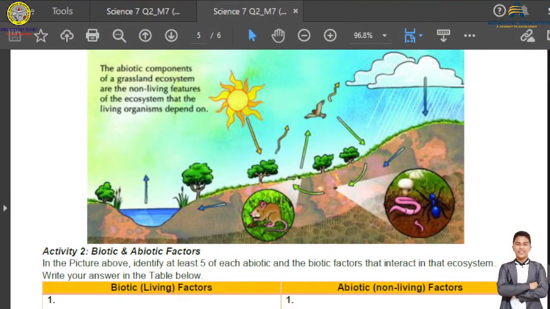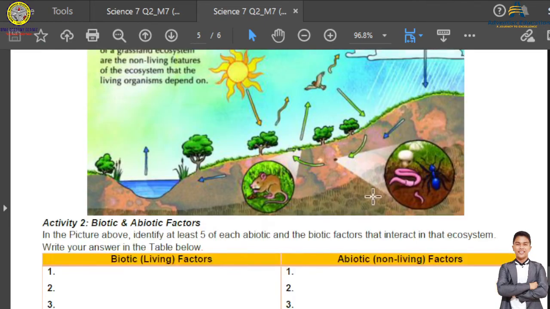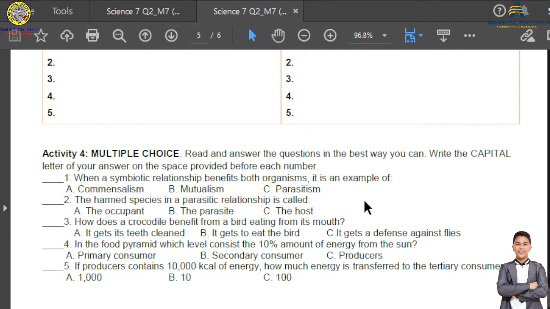In your activity, in activity 4, it was a multiple choice. For example, number 1: when a symbiotic relationship benefits both organisms. We already discussed that when both organisms benefit, the answer is mutualism. For number 2: the harmed species in the parasitic relationship is what? The harmed species is called the host. That is number 2.